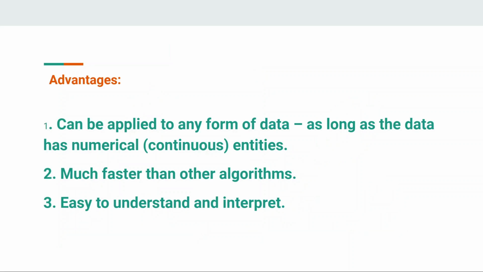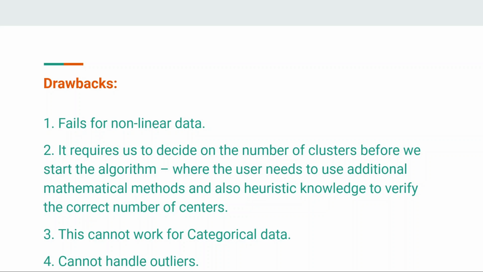Now let's look at the advantages. It can be applied to any form of data as long as the data has numerical or continuous entities. It is much faster than other algorithms, easy to understand and interpret. Now the drawbacks are it fails for nonlinear data. It requires us to decide on the number of clusters before we start the algorithm, where the user needs to use additional mathematical methods and also heuristic knowledge to verify the correct number of centers. This cannot work for categorical data, and cannot handle outliers.